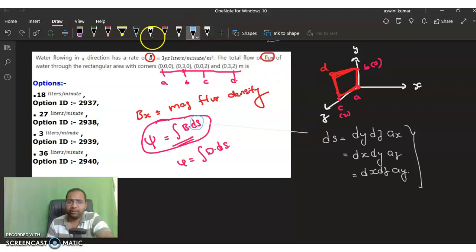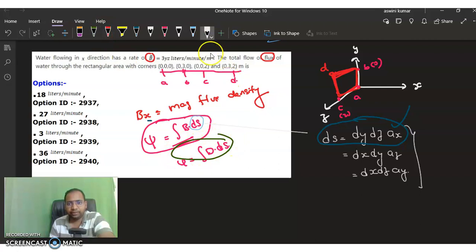But in the given question, they clearly mentioned that B suffix x means the magnetic flux density is along the x-axis. Okay, that means we need to take this format. Why? Because it is along the x-axis, you have to take the unit vector as ax. Okay, fine. So now let's take the help of this expression, this one. Okay, so let's focus here.